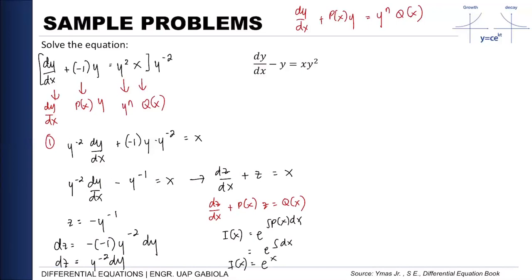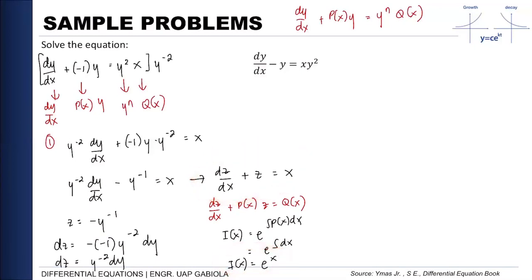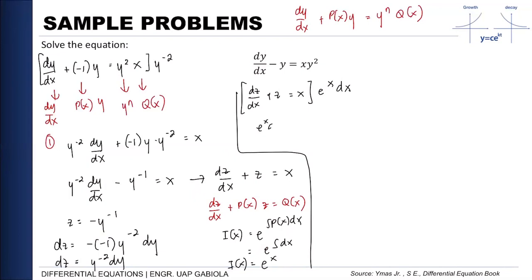So meaning, we need to multiply yung ating linear z. So ito, yung linear z natin, i-multiply natin ang integrating factor natin na e^x. Okay? So, dz over dx plus z is equals to x. Multiply natin ng e^x. Multiply na din natin ng dx para ma-eliminate yung denominator. e^x dx, mawawala na yun. dz na lang dito, plus e^x z dx is equals to x dx.